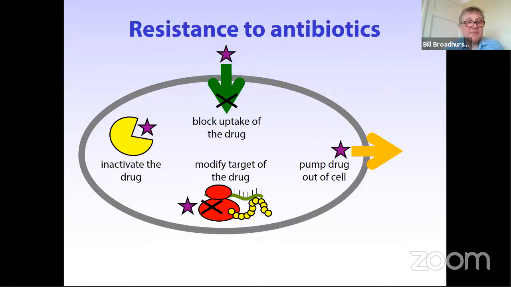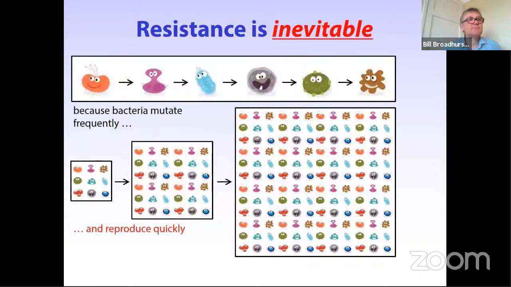Alternatively, the bacterium might start blocking the pathways that drugs use to enter the cell, or it could even develop super efficient efflux pumps that can spit drugs out as soon as they get inside.